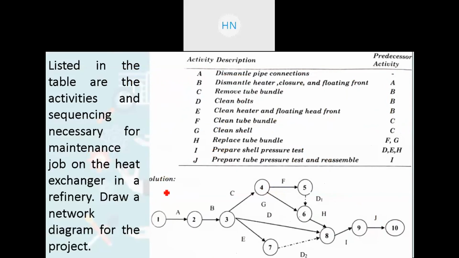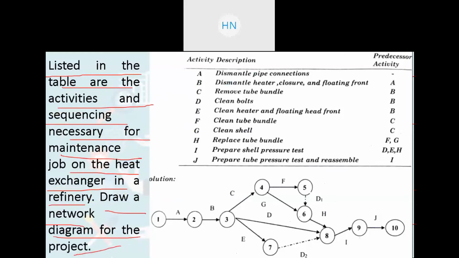Now this is one more example. This is the last example for today, right? After that we will be seeing something else, but the example is last. So here, what we are given, listed in the tables, are the activities and sequencing necessary for a maintenance job on the heat exchanger in a refinery. For the heat exchanger in a refinery, you are given one data set. Draw a network diagram for the project, right? So here let us see it quickly.